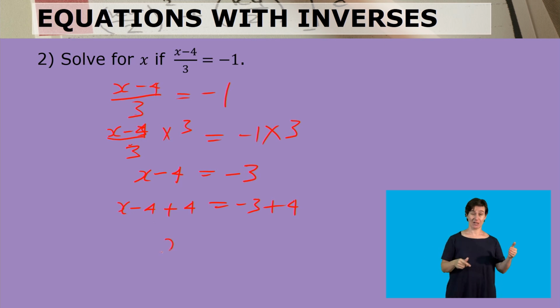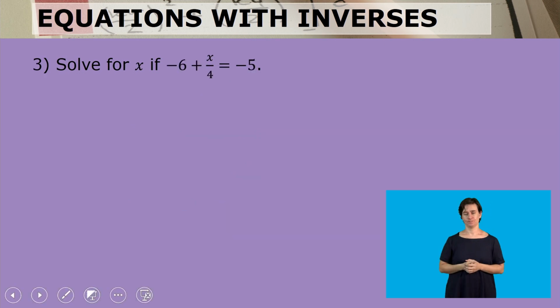And then on the left, we're going to remain with x, as 4 minus 4 gives us 0. And then on the right-hand side, we have negative 3 plus 4, which gives us positive 1. So our x represents 1. Let's look at the next one.